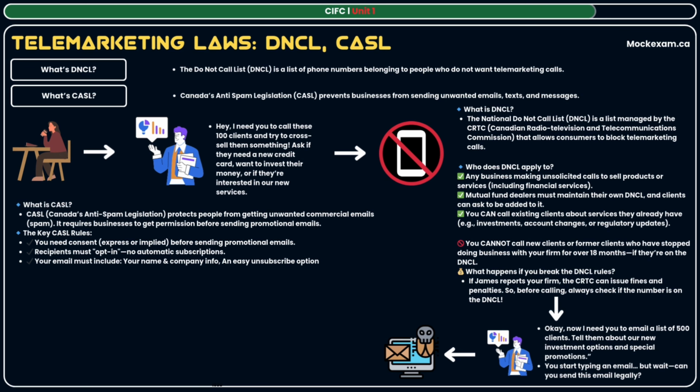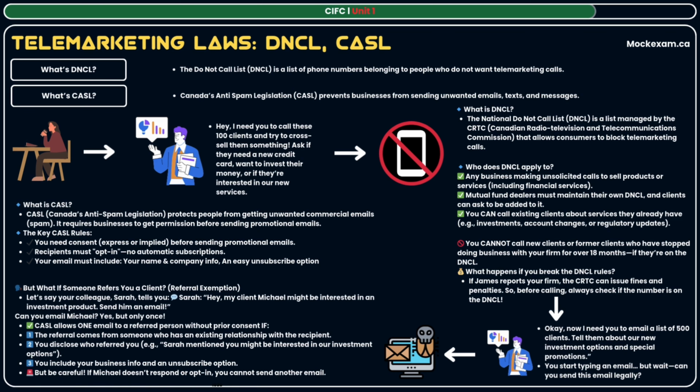But let's say, what if someone refers you a client? Okay, this is where the referral exemption comes in under CASL. Let's say your colleague, Sarah, I think Sarah is the only name that I know. In all my examples, I use Sarah. I should change that name. But let's say your colleague, Sarah, tells you, hey, my client, Michael, might be interested in an investment product. Send him an email. Now, can you email Michael?